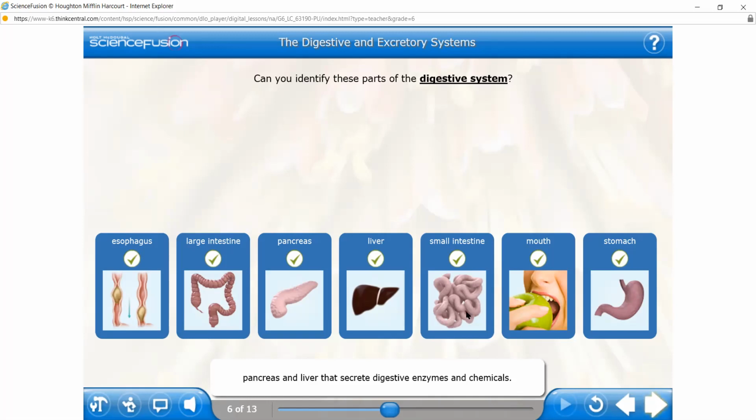But here in the digestive system, the small intestine and large intestine are involved. That is the excretory system, where the urine, the water part, is being removed. Here, the solid part comes out from the anus.